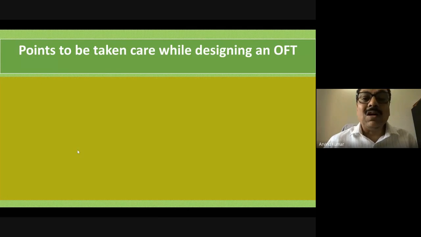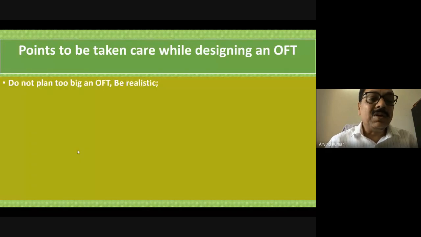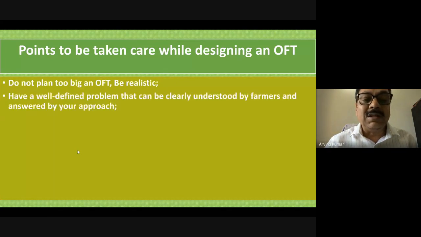So what are the points you have to consider while designing the OFTs? Do not plan too big an OFT. Be realistic, because if you make it complex, it will fail. It should be a simple one. Have a well-defined problem that can be clearly understood by farmers and answered by your approach, how you are going to solve that problem.